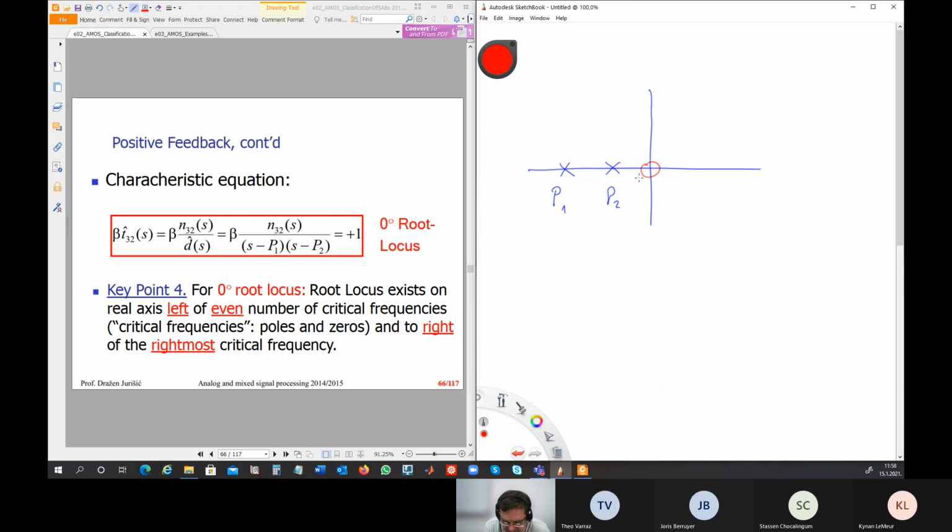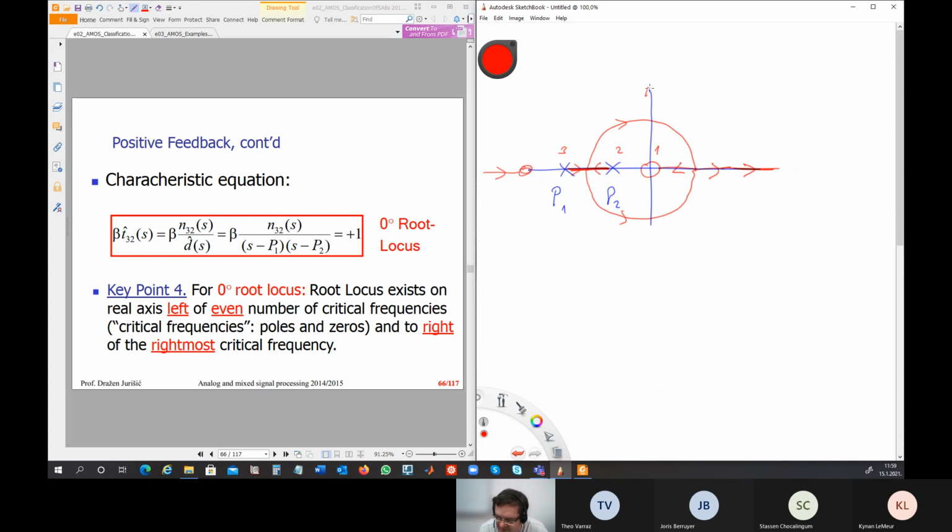So this is 1, this is 2, left of the 2 is here. So it must start here, and then it will go up. No, just a moment. It can go like this. It can finish here. But here, if there is another 0, it can stop there. So the root locus looks like this. This goes here to infinity, and from infinity goes to here, and here stops.